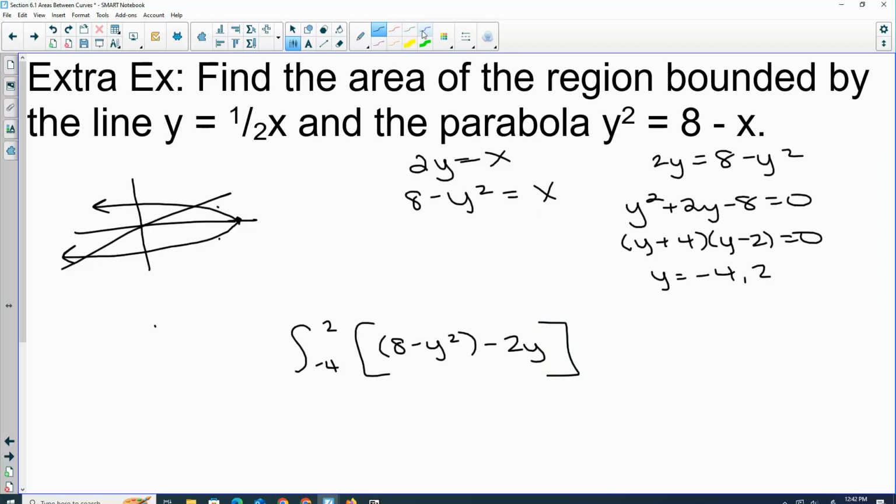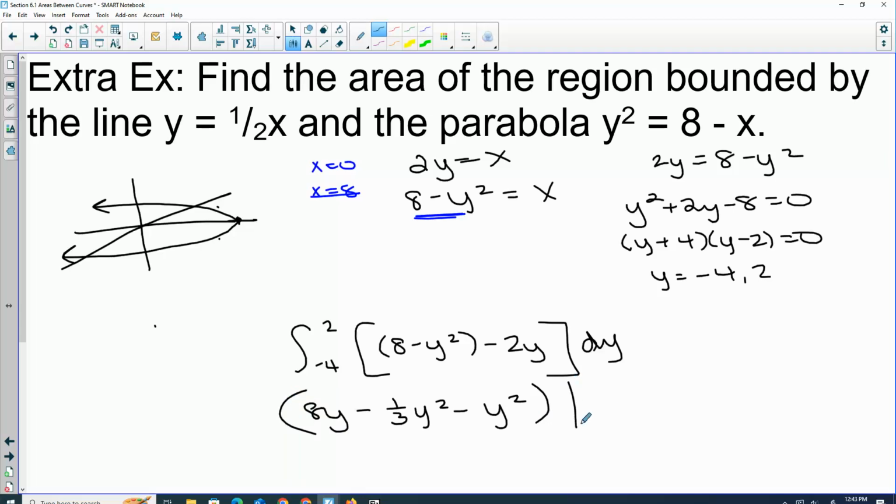If you're not sure, take a number between negative 4 and 2, so maybe it's 0. And you're plugging that in for your y. If I put a 0 in for my y up here, I get my x to be 0. If I put it in here, I get my x to be 8. Which one's bigger? 8. So that's why this equation is first. So, antiderivative of 8 is 8y minus 1/3 y cubed minus y squared from negative 4 to 2.